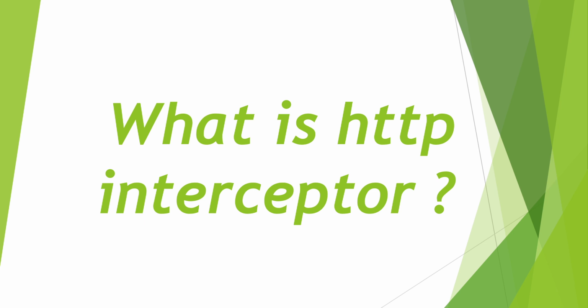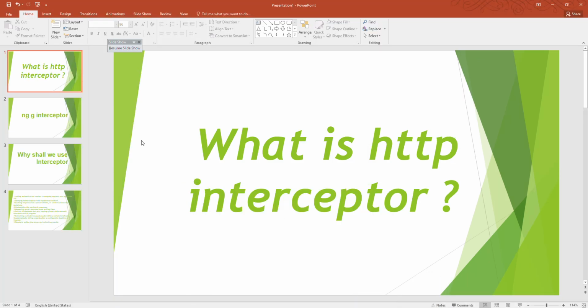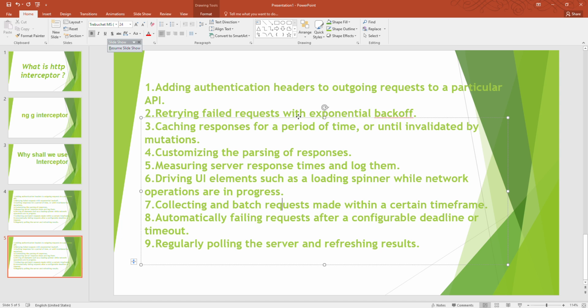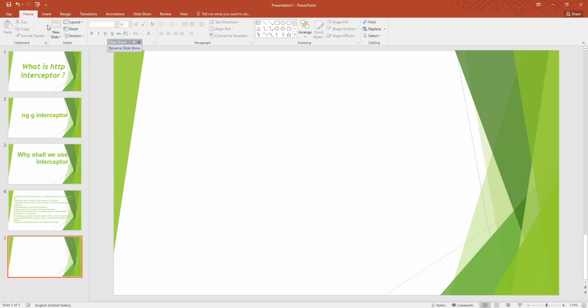So basically HTTP Interceptor is a kind of, you can say, filter or middleware which stands between your UI technology, that is Angular, and your backend technology. So let's understand it in this way. So I'm just opening a PowerPoint. I'm adding one new slide here, just to explain what this interceptor is and how it works.